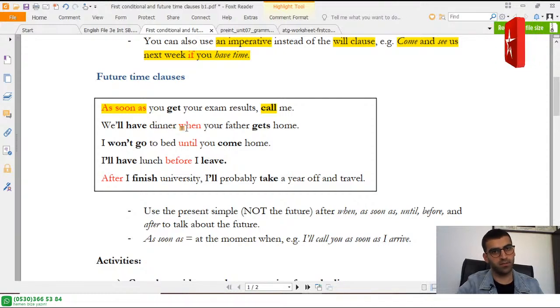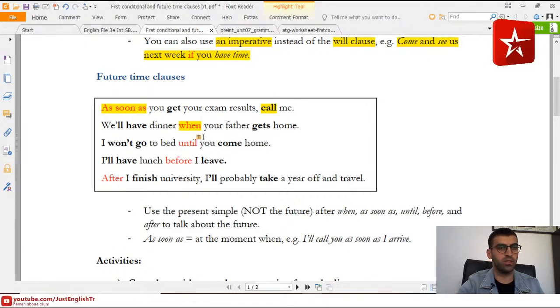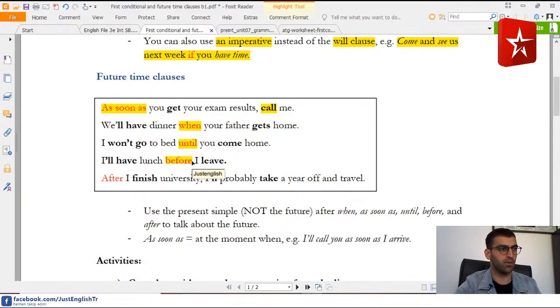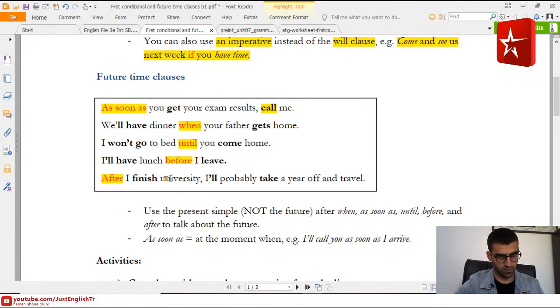Or, we will have dinner when your father gets home. So we use when in order to make the first conditional sentence here. I won't go to bed until you come home. And also we have until here. Until is another time clause for first conditional sentences. I will have lunch before I leave. Before is another time clause for first conditional sentences. And the last one is about after. After I finish university, I will probably take a year off and travel.